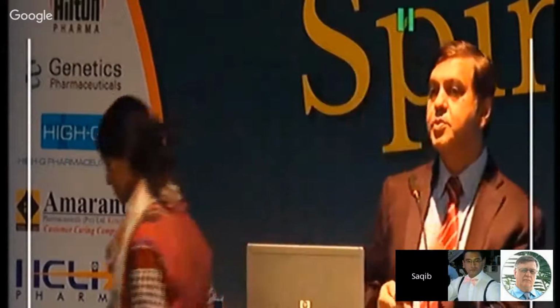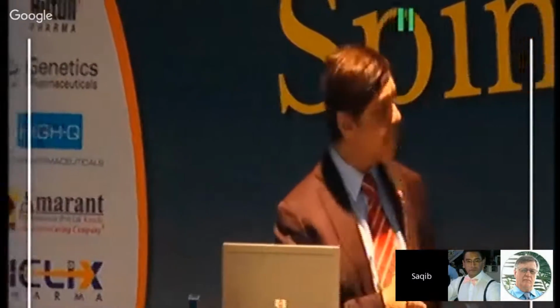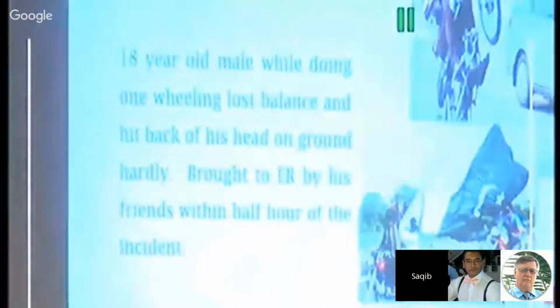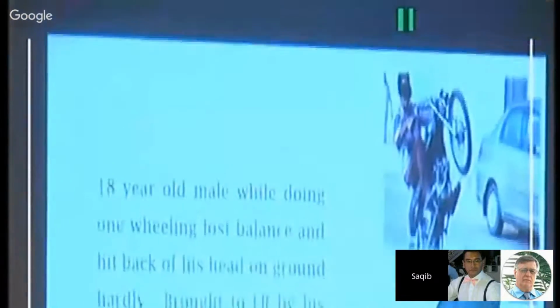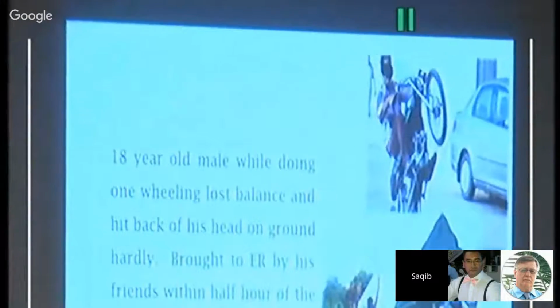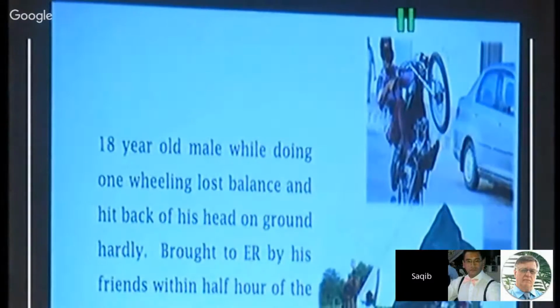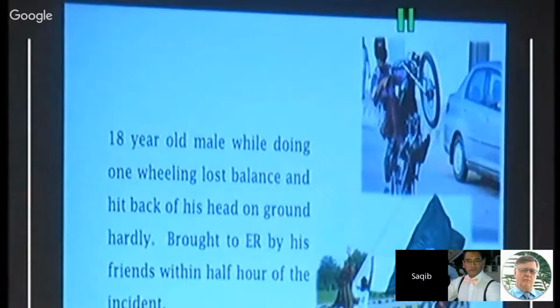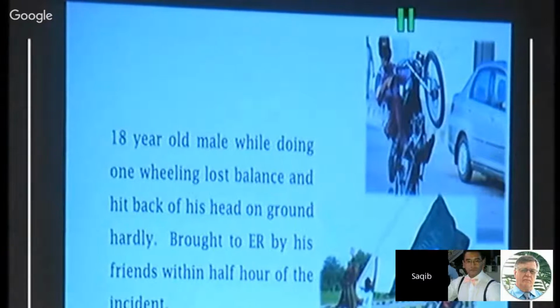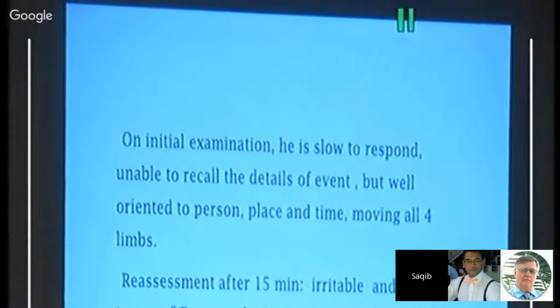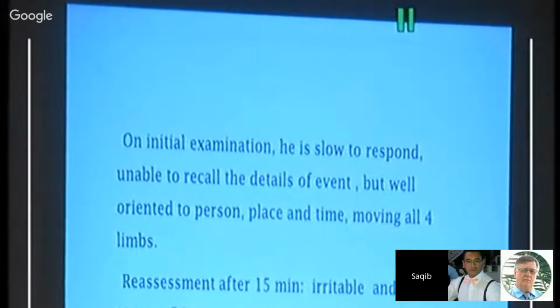Okay. Well, I've got 2 case scenarios for you. They're fairly simple. Case 1 is an 18-year-old male who, while doing a wheelie, lost balance and hit the back of his head on the ground. He was brought to the ER by his friends within half an hour of the incident. He was a little slow to respond initially and unable to recall the events, but well oriented to person, place, time, moving all 4 limbs.